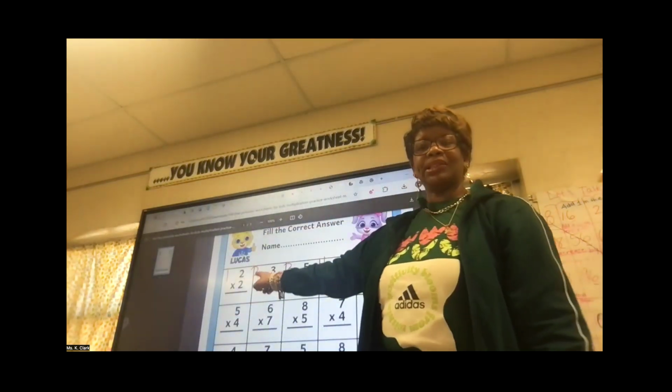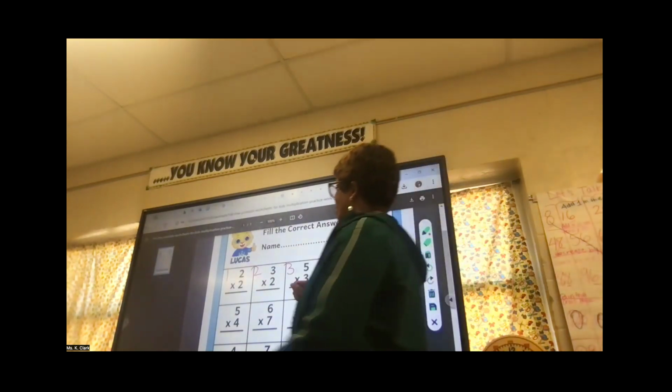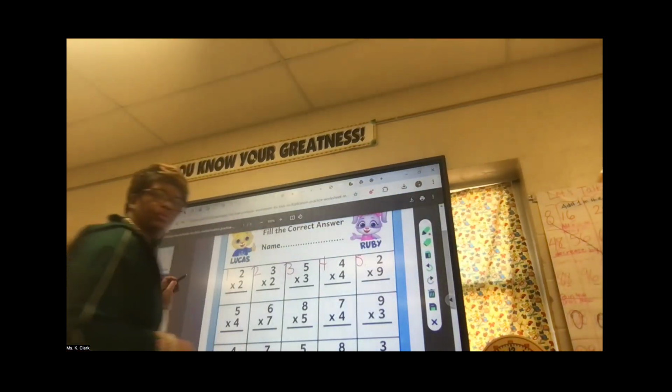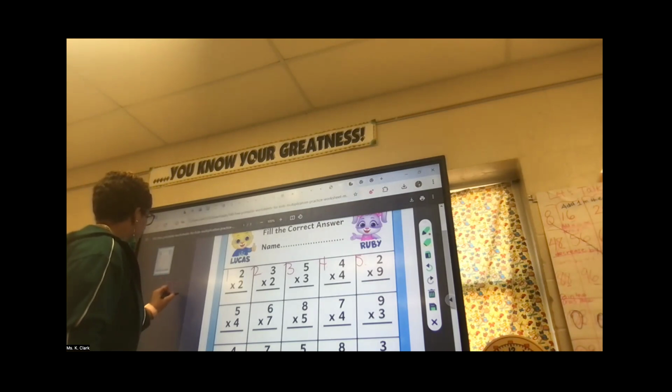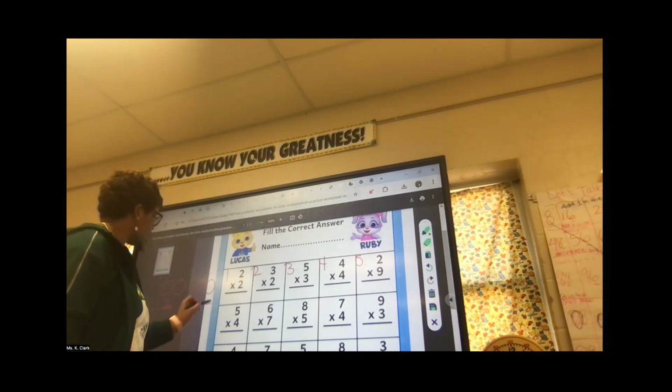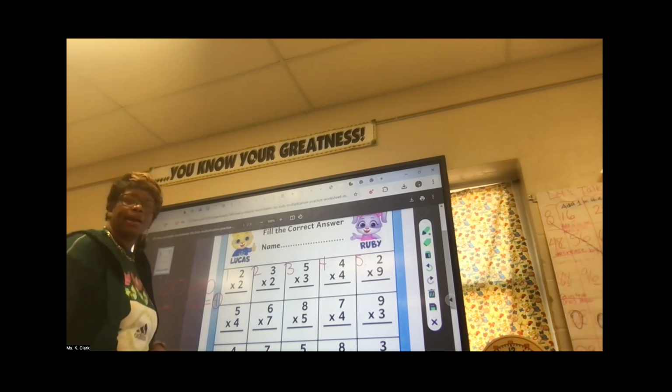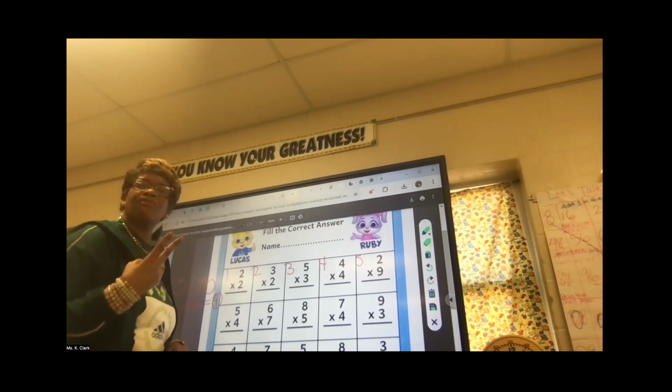I have 2 times 2. So what I'm going to do is I can draw 2 times 2, right? And that's going to give me 4. What am I counting by? I'm counting by 2s. 2, 4.